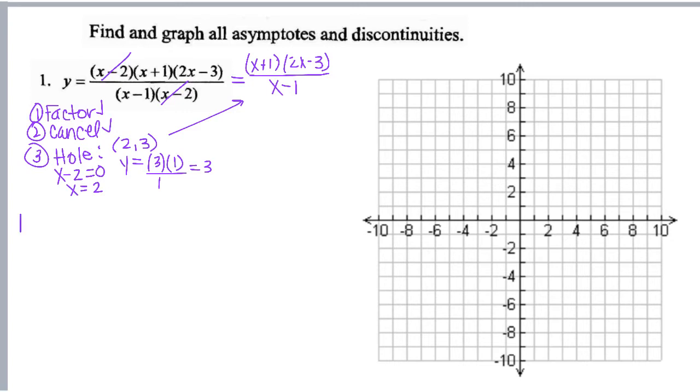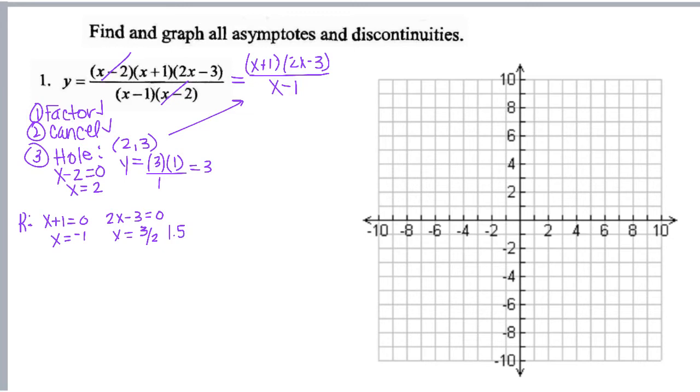With RATETY, the big R means that we're trying to find our roots. And to find our roots, we will set the numerator of our function equal to 0. So we take x plus 1, set that equal to 0 and solve. So x is negative 1. And then we will also set 2x minus 3 equal to 0 and solve. Notice we get x equals 3 halves, which is equivalent to 1.5 when we graph.